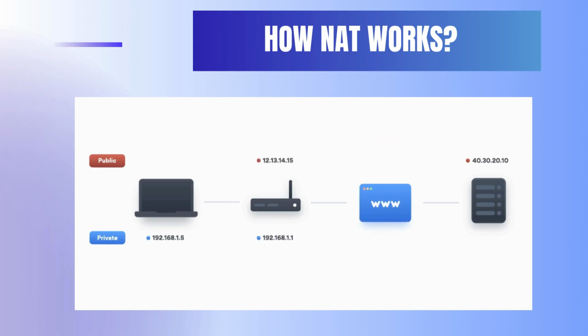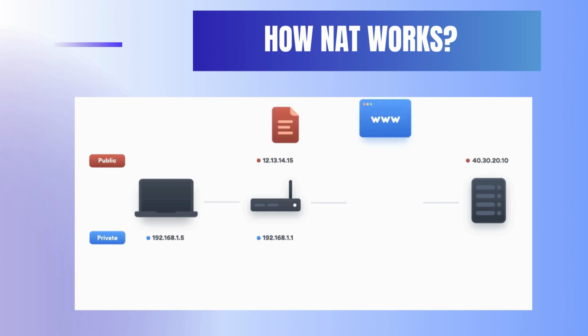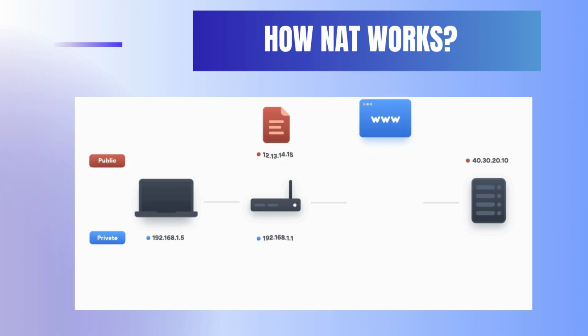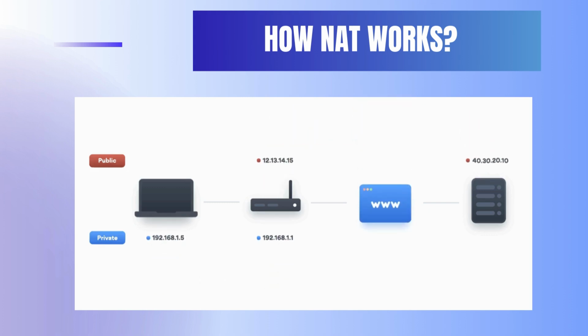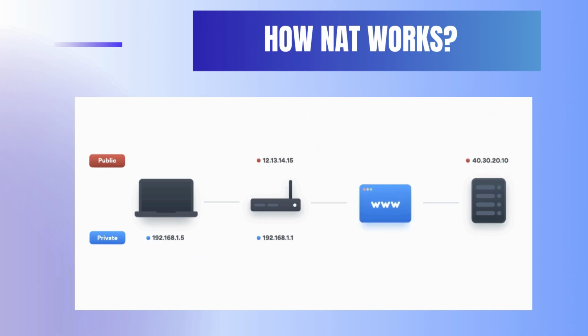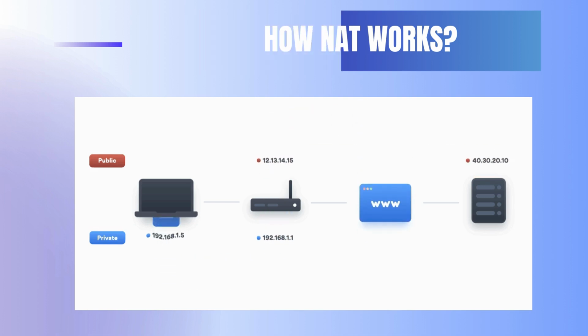The server processes the request and sends a response back to the router's public IP address. Upon receiving the response, the router uses its NAT table to determine which internal device the response is meant for. It replaces the public IP address with the original private IP address and forwards the packets to the laptop. So, coming to the next part.